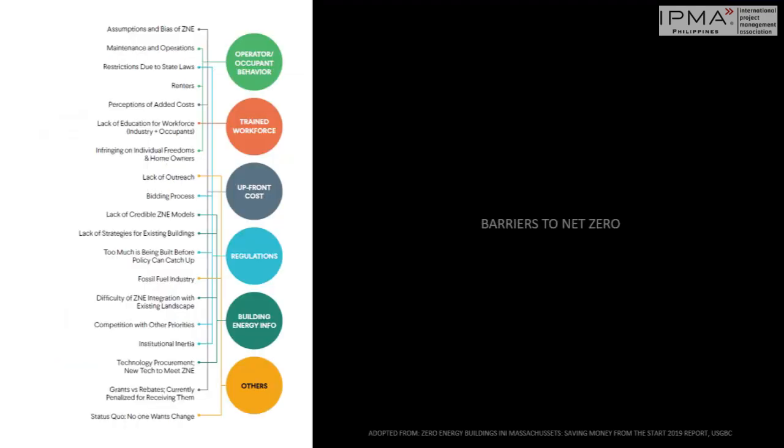There are of course barriers, still challenges when it comes to net zero, even if net zero is perceived to provide greater benefits in terms of the triple bottom line, and also achieving the 2030 and 2050 goals, and promoting circular economy.